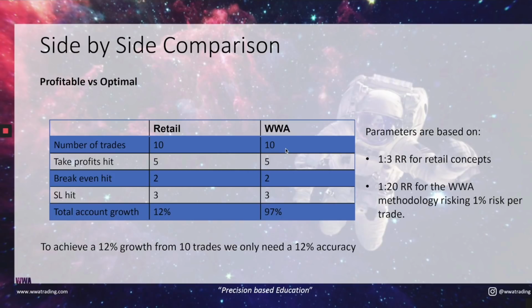But utilizing the same number of trades, the same number of profits, the same number of break evens, and the same number of stop losses, but utilizing our methodology and having an average risk to reward of 1 to 20, with those same trades in the same amount of time, you would actually have a 97% growth in your equity. And another important thing to realize is you do not have pressure in your accuracy anymore. Even though utilizing facts of the market brings precision into your trading, because of an average risk reward of 1 to 20, you would therefore need only 12% accuracy to achieve that 12% growth that retail traders trade, where they would in reality need 50% accuracy in their trading.